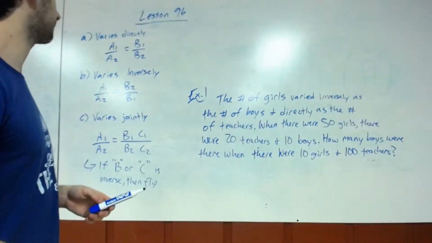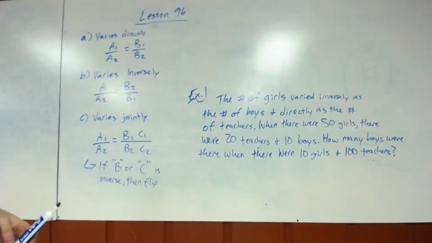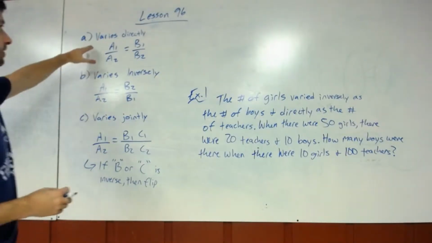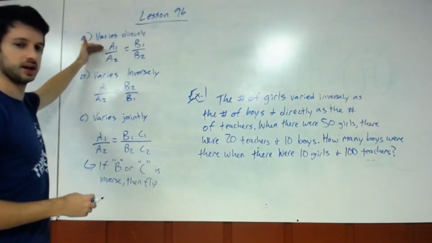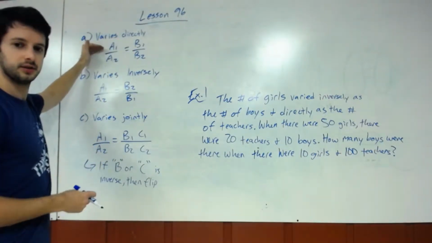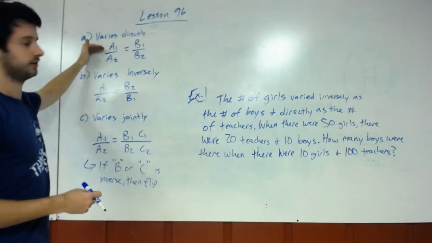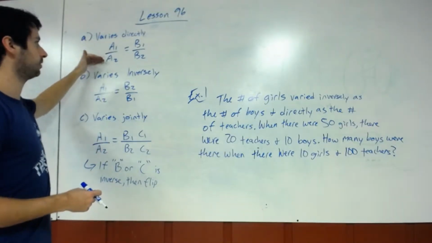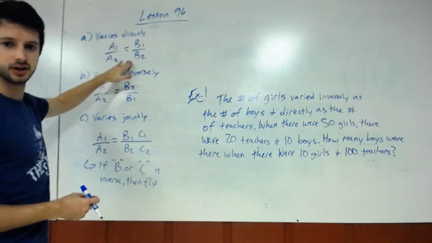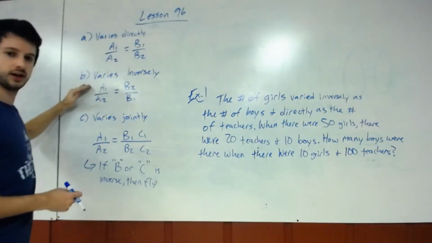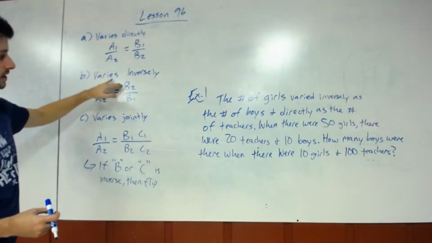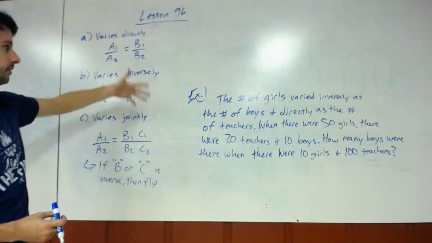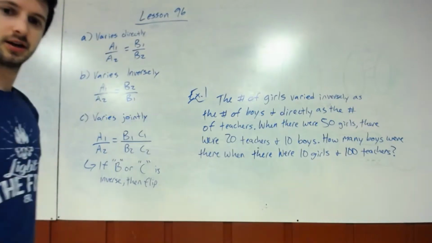We're going to look at a couple different things in lesson 96, but just a refresher, when we see the phrase varies directly as, we know our proportions. Say our variables are A and B, apples and bananas: A1 over A2 equals B1 over B2. That's varied directly as. If it was varied inversely, that would be A1 over A2 equals B2 over B1. So we flip the right side of the proportion.